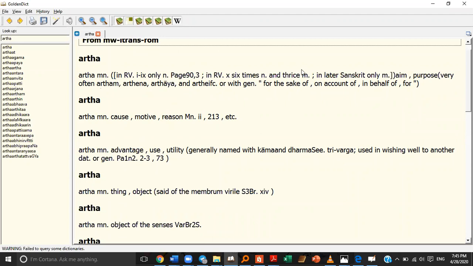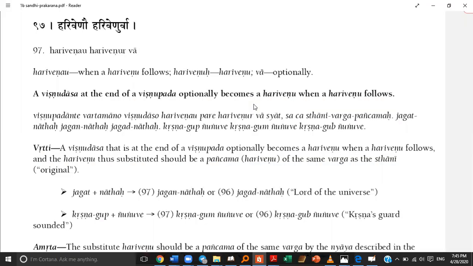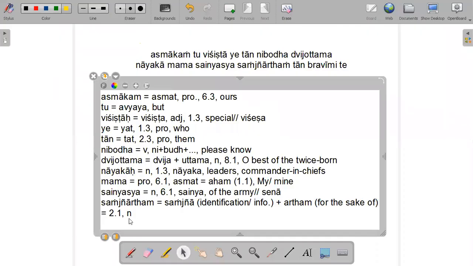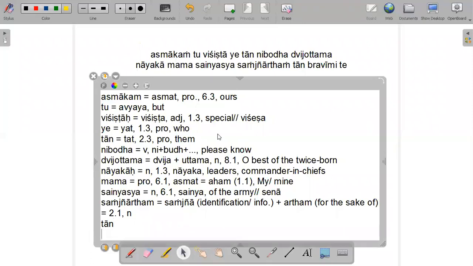So it's actually a neuter ending word. Anyhow, so this is 2.1 and it's a noun. Then comes Tan. This is the second time we have Tan, so we'll skip it. The same meaning which we have here.